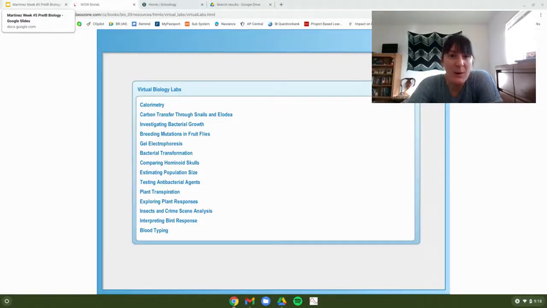Hello students, so I just wanted to show you this Calorimetry Lab. This is the way that we can figure out how much energy in terms of calories is in a variety of foods. To get to this lab, you'll start by going to these virtual biology labs and click on the first one, Calorimetry. How much energy is in the food you eat?